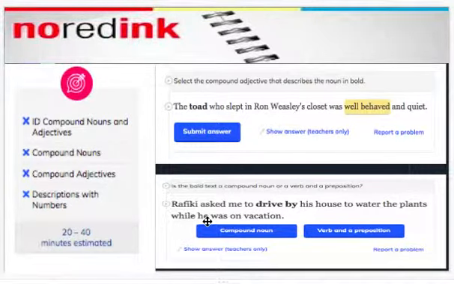The next one is, this character asked me to drive by the house to water the plants while he was on vacation. Read the directions. Is the bold text a compound noun or a compound verb and preposition? To plus a verb, remember that's called an infinitive. Technically, it is a verb. And by is a preposition. So again, it is a compound verb and a preposition. So we're going to click on this.